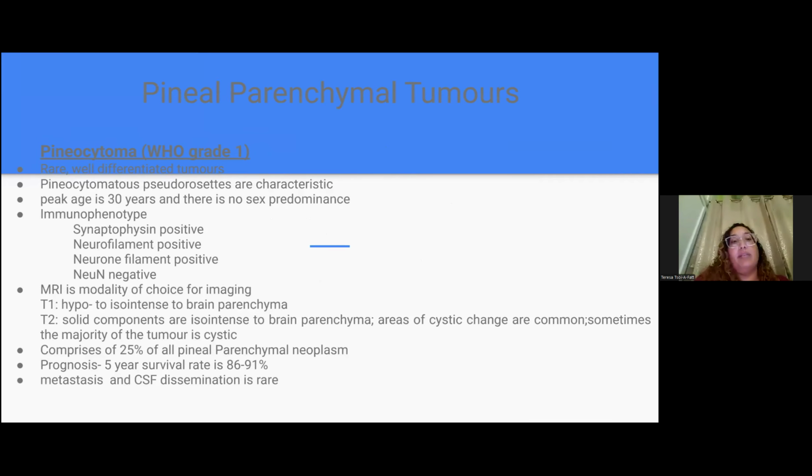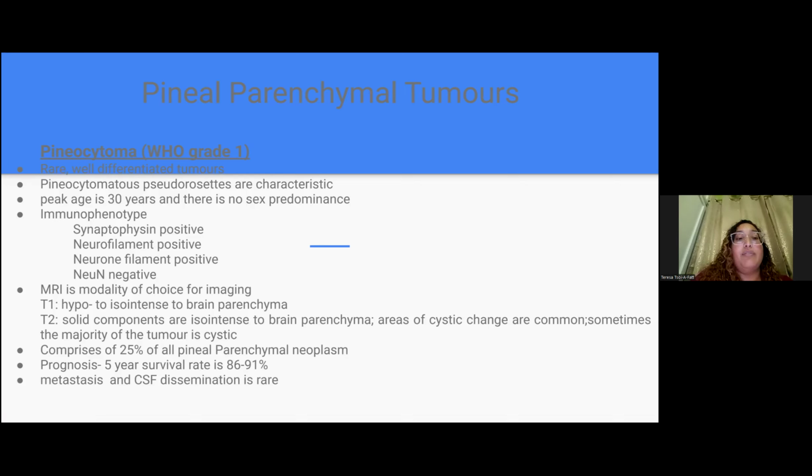So pineocytomas are rare, well-differentiated tumors. Histologically, they show pineocytomatous pseudorosettes, which are characteristic for these tumors. The peak age is approximately 30 years, and there's no sex predominance in this type of tumor. Immunophenotypes for this tumor include synaptophysin positive, neurofilament positive, and NeuN negative.